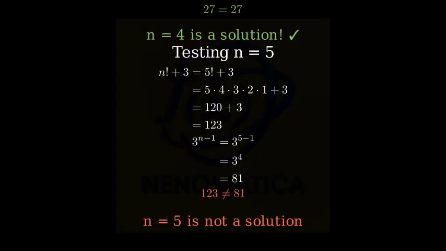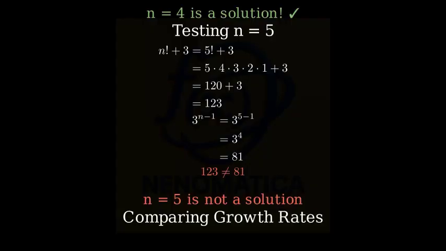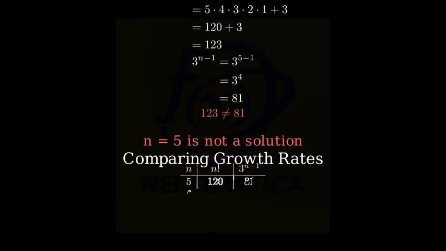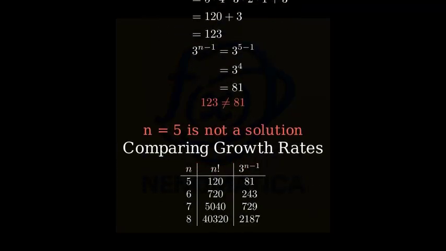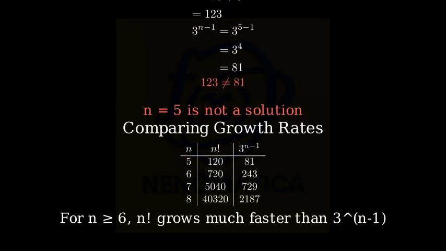Let's analyze why we don't get any more solutions after n equals 4. We need to compare the growth rates of n factorial and 3 raised to the power of n minus 1. The factorial function grows much faster than exponential functions for larger values of n. For n greater than or equal to 6, we can see that n factorial will always be much larger than 3 raised to the power of n minus 1, plus 3 will be even larger, so the equation won't be satisfied. We can also prove this mathematically.